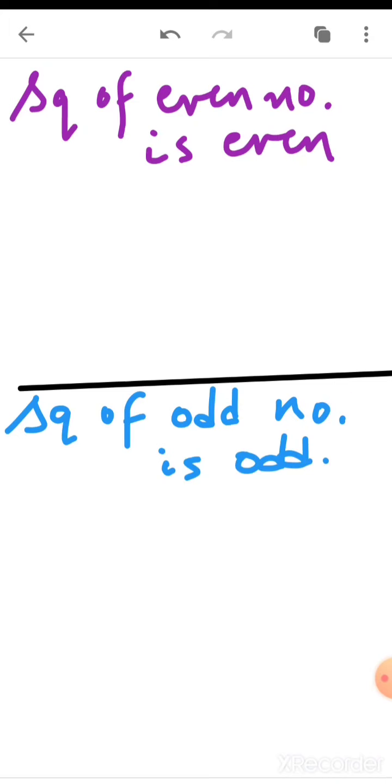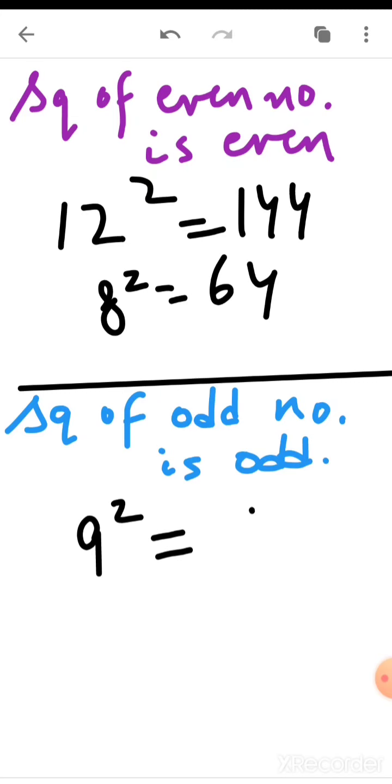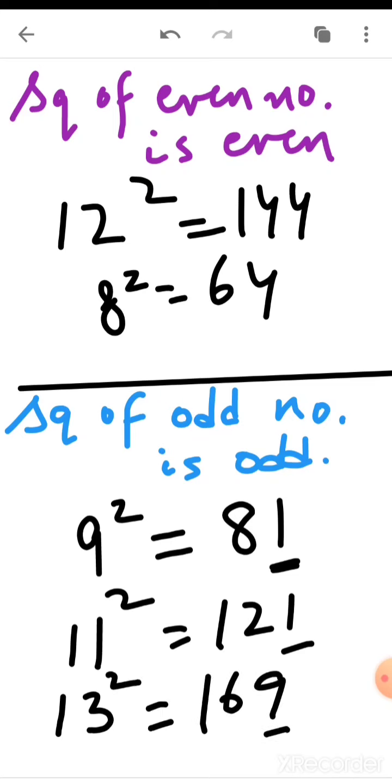Now, the next thing is the square of an even number is always even. If I find the square of 12, it is 144. The square of 8 is 64. If the number is even, its square will always be even, and if a number is odd, the square will always be odd. 11 square is 121, again odd. The square of, say, 13 is 169, again an odd number.